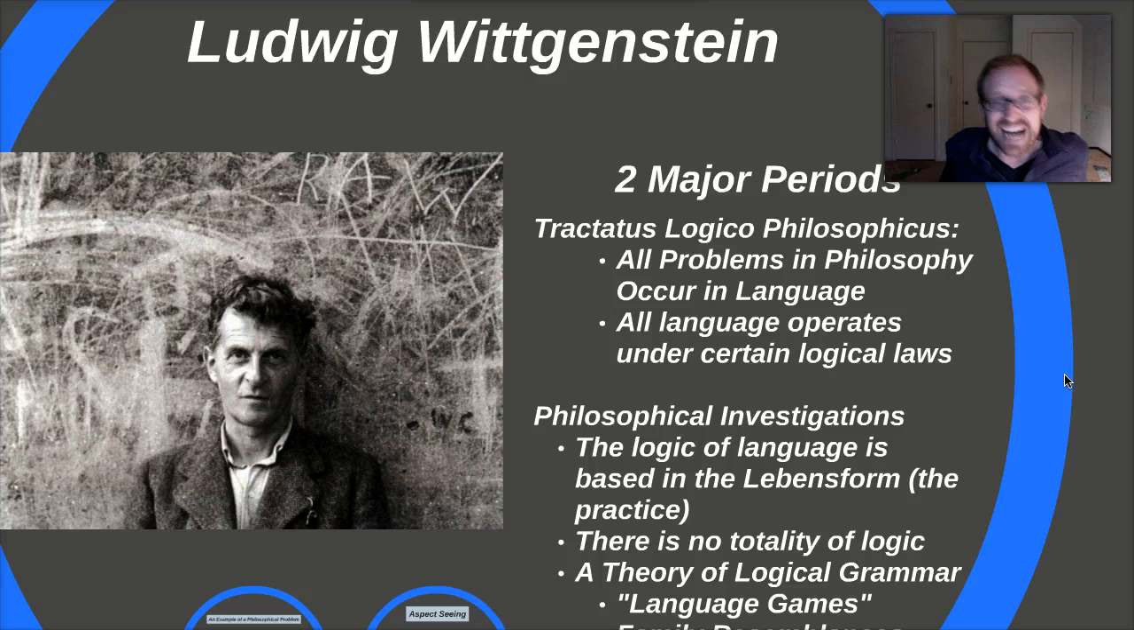His guiding interest here is the idea that all of the problems we do in philosophy occur in language, and all of our language seems to operate under certain logical laws. If we can articulate what those logical laws are, then we'll be able to understand when we err in our philosophical reasoning, right? The idea is that if you can get the logic straight, you can figure out which problems in philosophy are real problems and which are false problems.